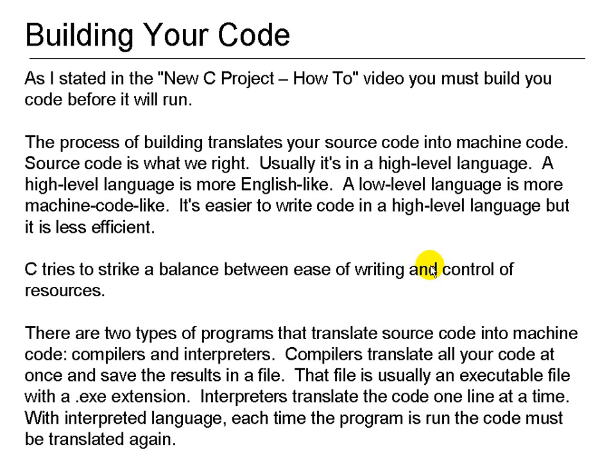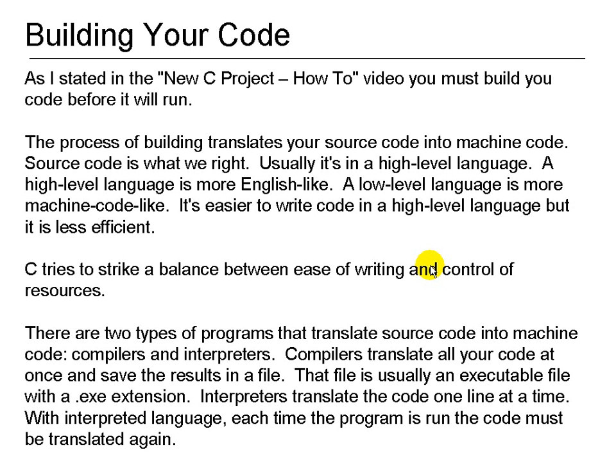It's easier to write code in a high-level language, but it is less efficient. C tries to strike a balance between ease of writing and efficiency or control of resources. There are two types of programs that translate source code into machine code: compilers and interpreters. Compilers translate all your code at once and save the results in a file. That file is usually an executable file with a .exe extension.